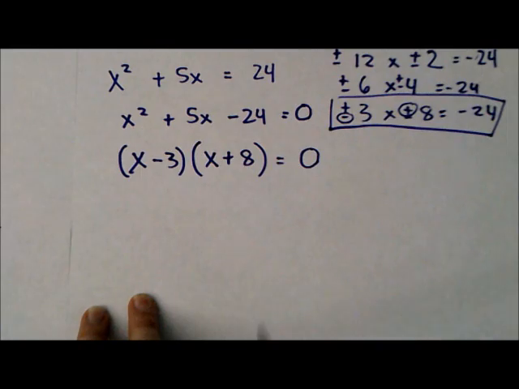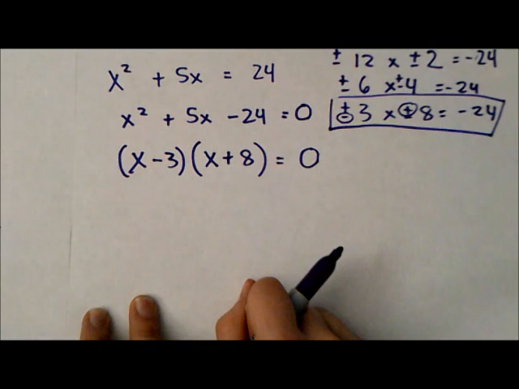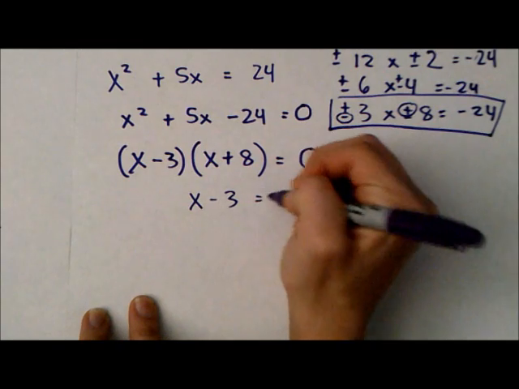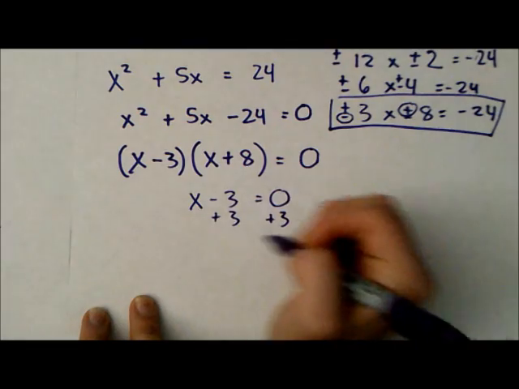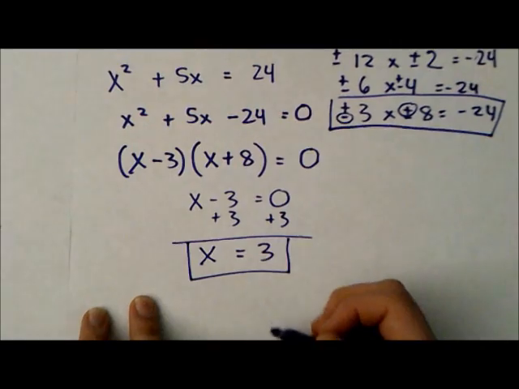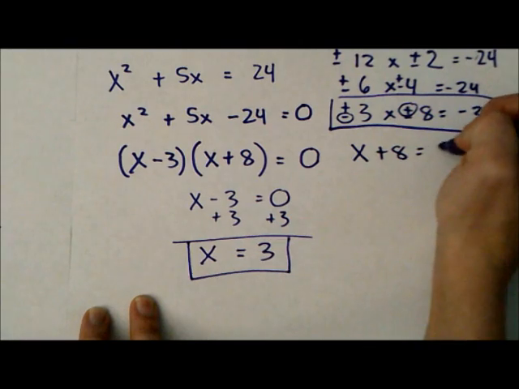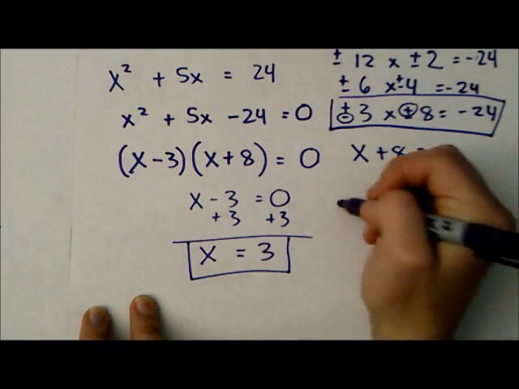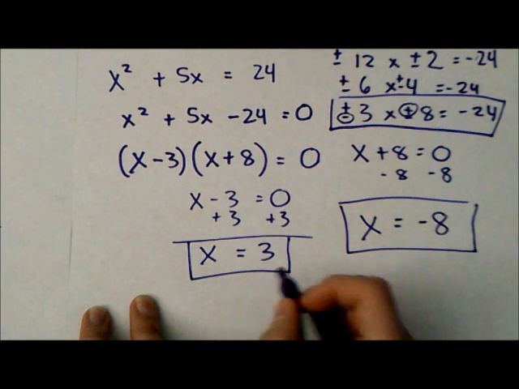At this point in time, we have these two brackets, and what we're going to do to find what x can be is we're going to first take x minus 3 equals 0 and solve for x. So you'll add 3 on both sides. So you will get x equals 3 as one of your solutions. And then you can also do this bracket, x plus 8 equals 0, and solve for x. So you'll minus 8, and that'll give you x equals negative 8. And these are your two solutions.